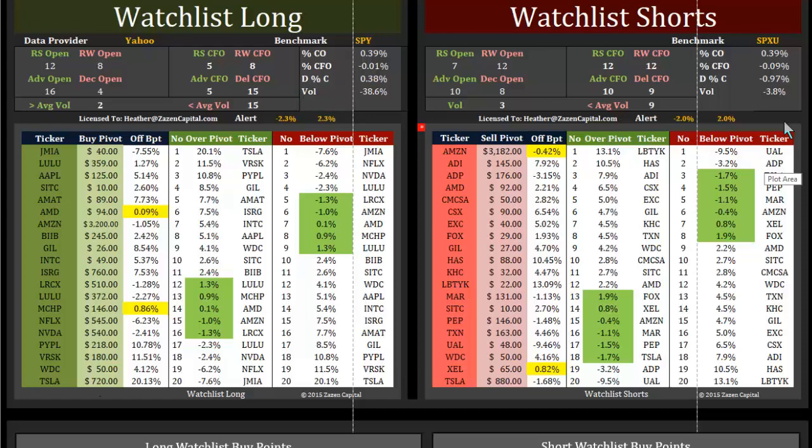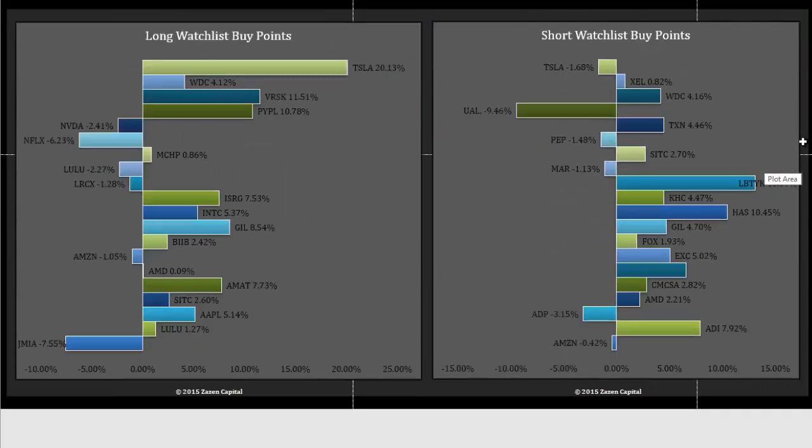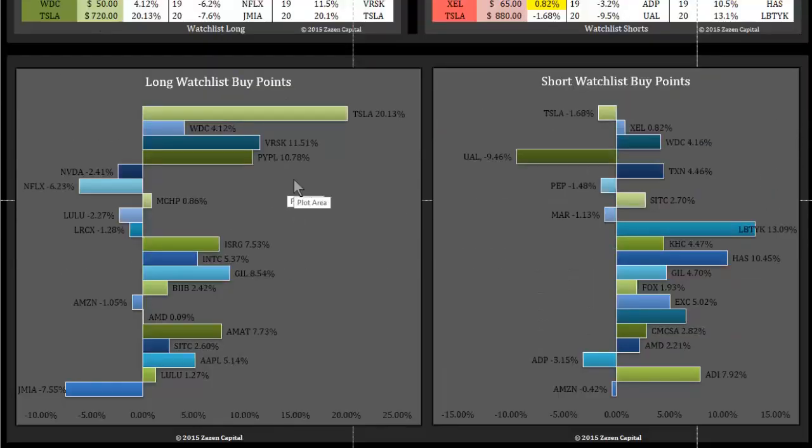For those that prefer visual information, we have two bar charts, one for the long watch list and one for the short. The bars that are the longest are the furthest away from your buy point, either above it, in this case Tesla is 20% past your buy point, you certainly don't want to chase that, or below it. In this example, Netflix, minus 6% plus, below your buy point. The smallest bars are the ones closest to the center line and thus closest to your ideal buy point.